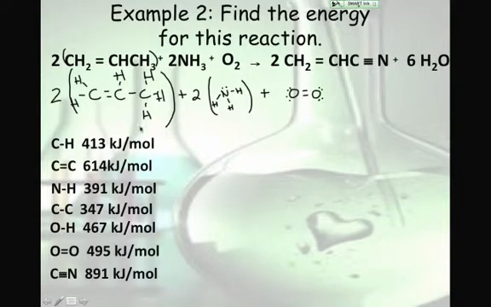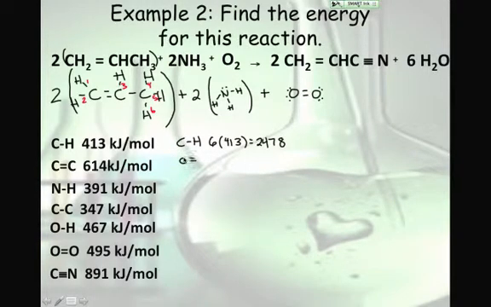So in the first molecule, I have how many CH bonds? Let's count them up. Let me change my color so we can see. 1, 2, 3, 4, 5, 6. Alright, so I'm going to take 6 times the energy that is stored in that CH bond, 413 kilojoules per mole. 2,478 kilojoules per mole. Now let's look at the carbon bonds.